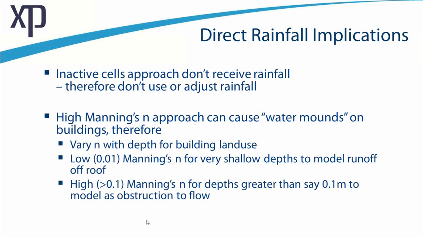If you're using direct rainfall to apply water to your model, you do have to be aware of a few key points. Inactive cells, or when you block the whole building out using inactive cells, do not receive any rainfall. Therefore, either you don't use that approach for modelling buildings, or in some cases I have seen modelers adjust the volume of rainfall so that it compensates for not being applied to the buildings.